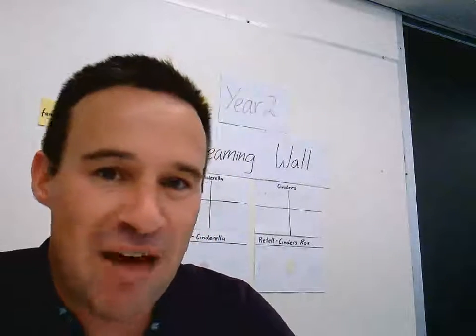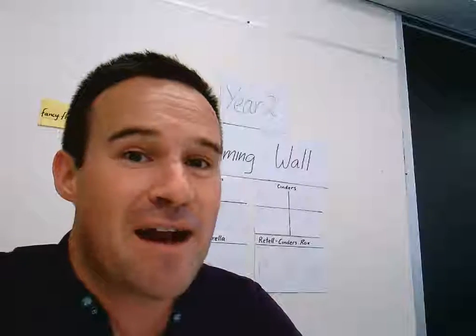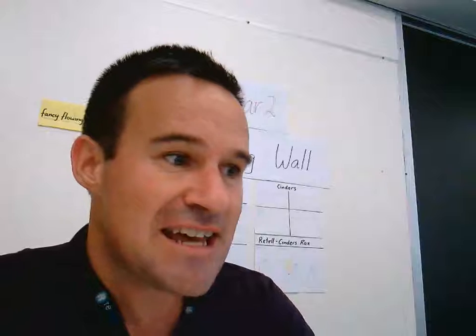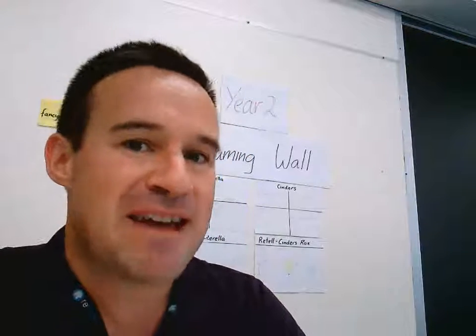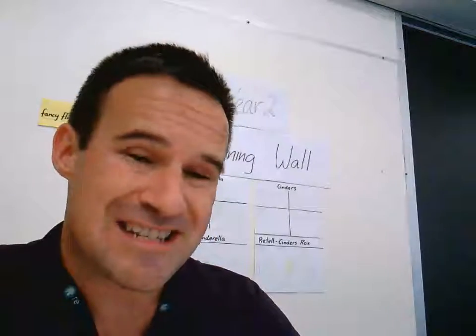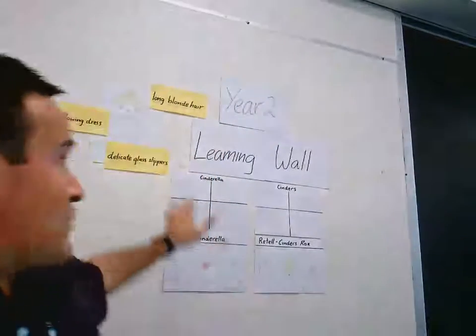Today we're carrying on with our English unit, expressing preference for a character. Today's lesson is lesson 8. Our learning intention for today is to describe characters using expanded noun groups. And our success criteria is to create a word wall for Cinders, much like we did for Cinderella.